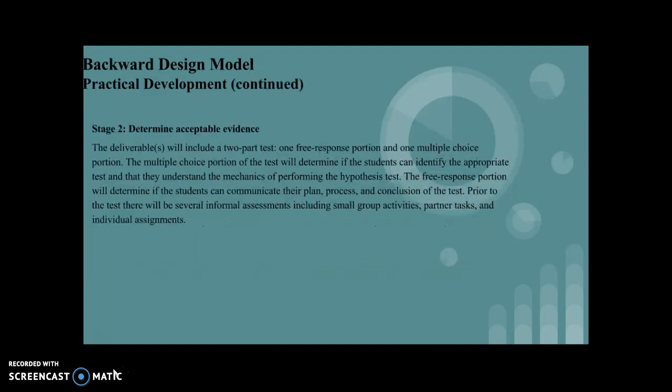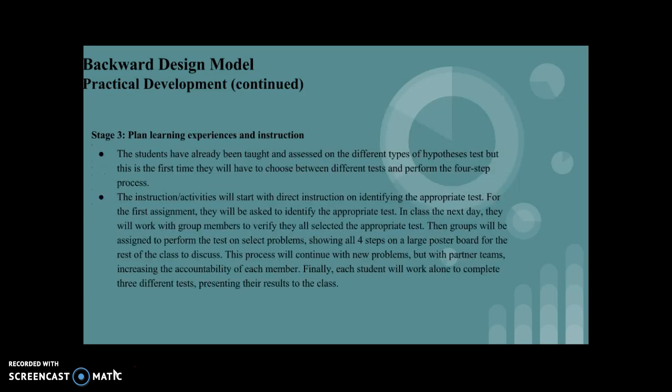Stage 2 is to determine acceptable evidence. The deliverables will include a 2-part test, 1 free response portion and 1 multiple choice portion. The multiple choice portion of the test will determine if the students can identify the appropriate test and that they understand the mechanics of performing the hypothesis test. The free response portion will determine if the students can communicate their plan, process, and conclusion of the test. Prior to the test, there will be several informal assessments including small group activities, partner tasks, and individual assignments.